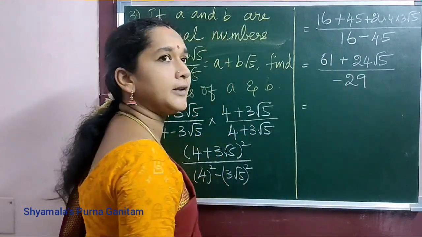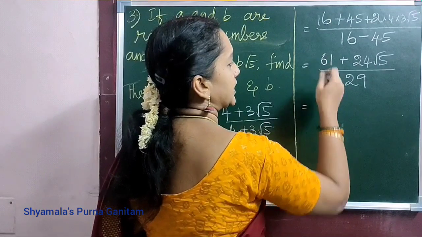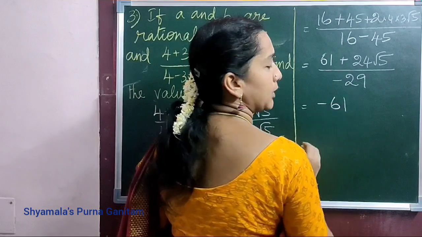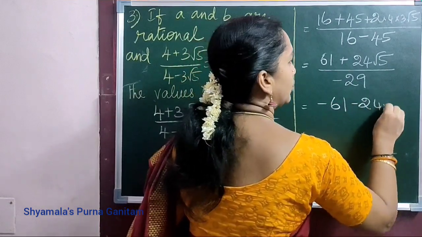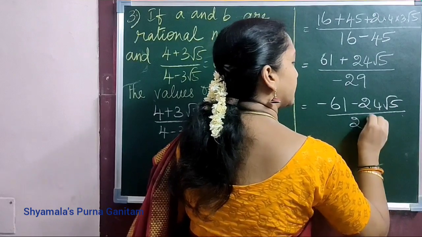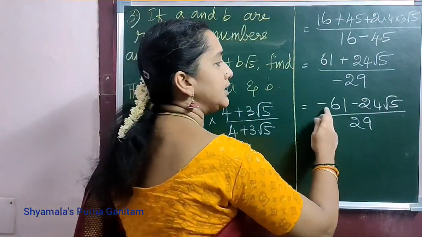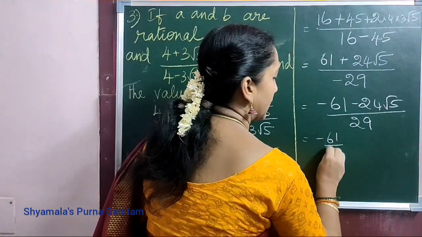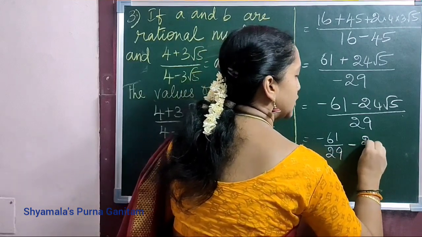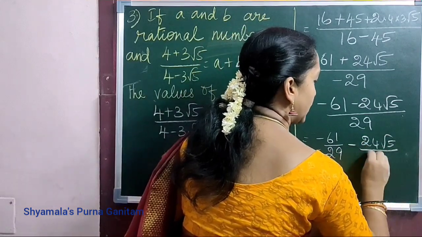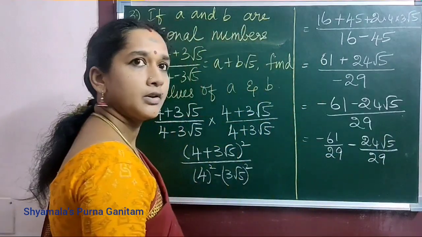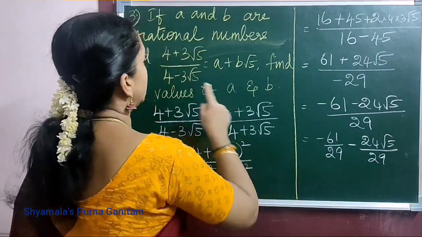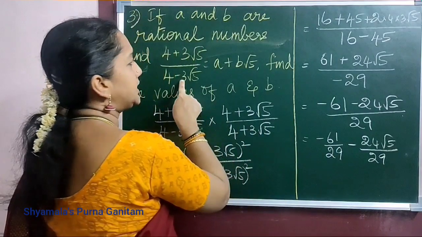So here in the denominator, a negative sign is there. When I bring it to the numerator, I get minus 61 minus 24 root 5 by 29. Okay, so this 29 is for both the terms. So this is minus 61 by 29 minus 24 root 5 by 29. So this is the answer for this LHS.